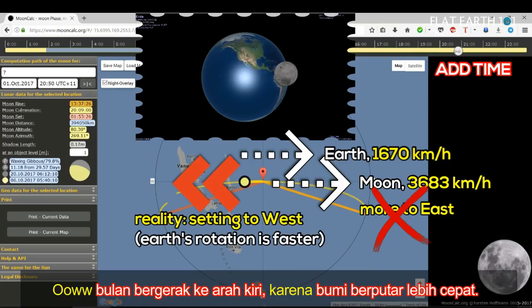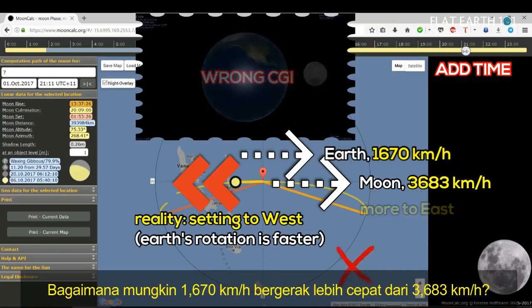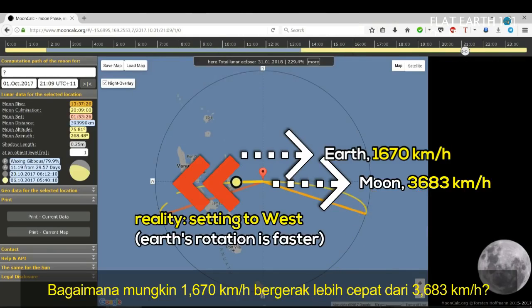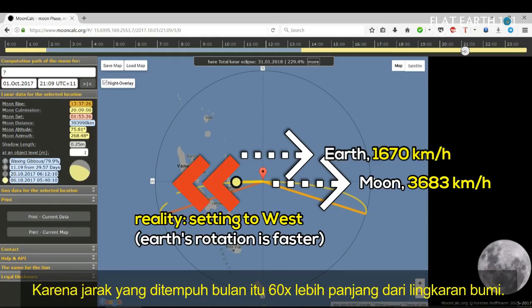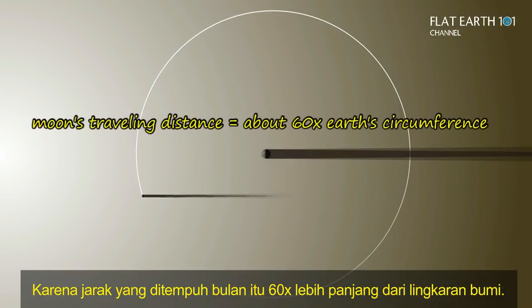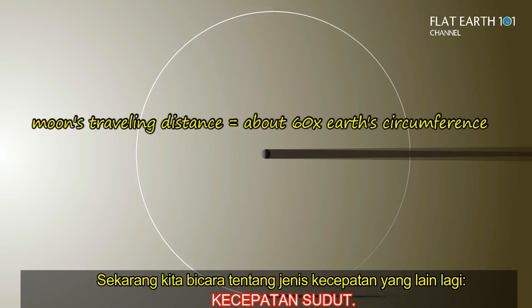Ooh, the moon is going to your left, because the Earth is rotating faster. How come 1,670 km per hour travels faster than 3,683 km per hour? It's because the distance traveled by the moon is 60 times longer than Earth's circumference. Now we're talking about the other kind of speed, the angular speed.